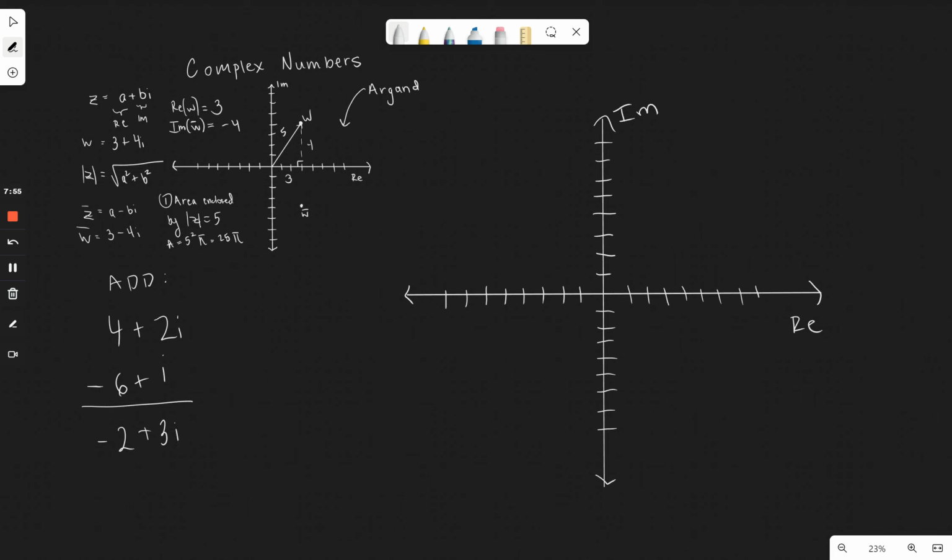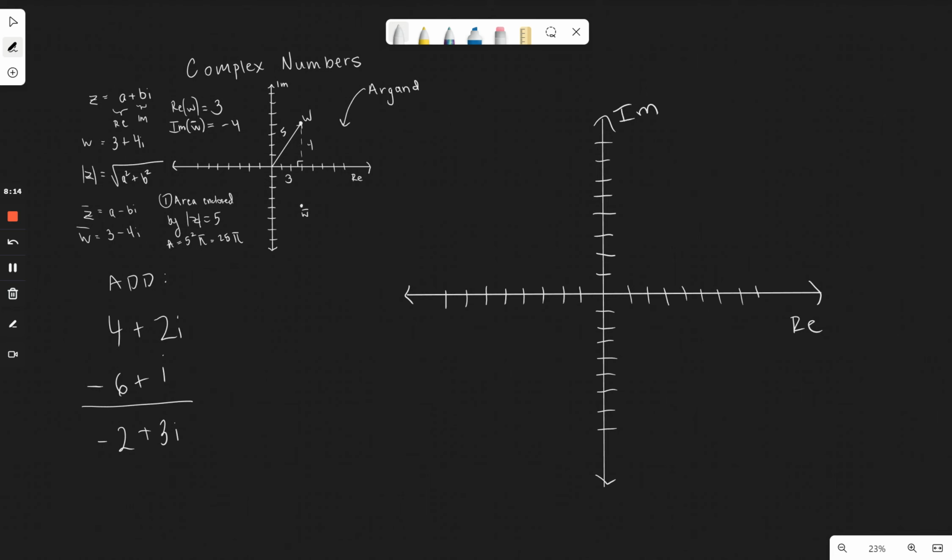Because, as it is with vectors, x and y components behave separately, with imaginary numbers our real and our imaginary components are independent of each other, right? We can just add up the real components and then add up the imaginary components. And you'll be able to see this graphically.